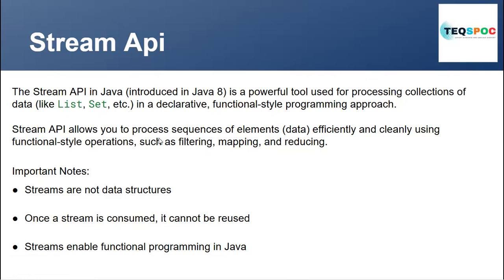We use the filter method, map method, and reduce method. These methods are also known as functions, so that is the functional style of operation. Important notes: streams are not a data structure. When a stream is consumed, it cannot be reused. Streams enable functional programming in Java.